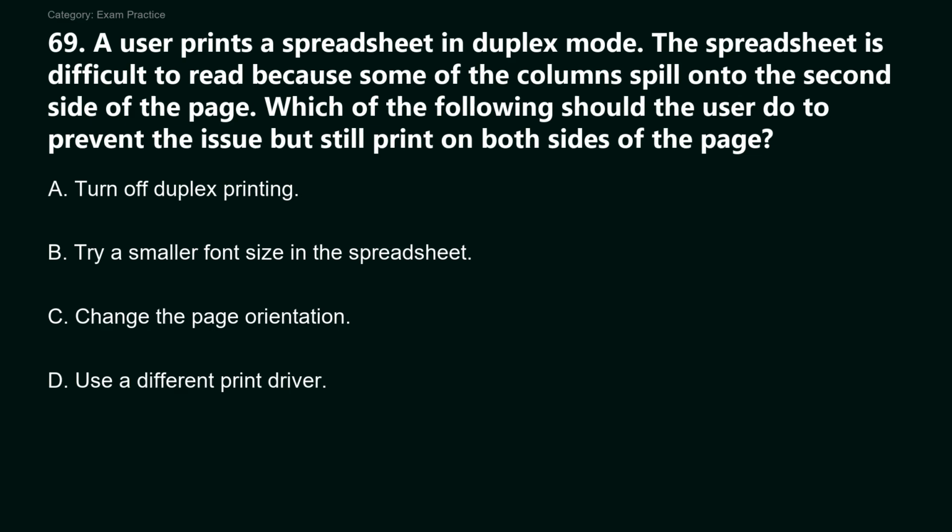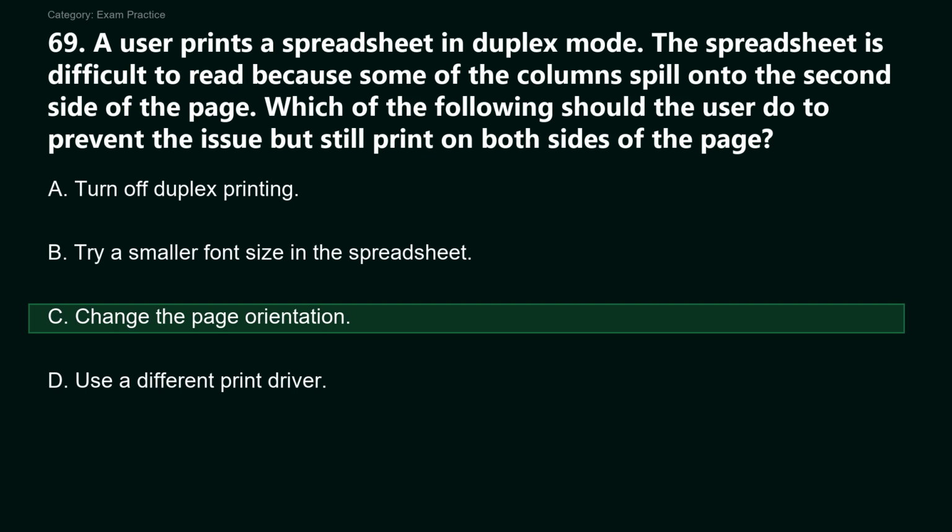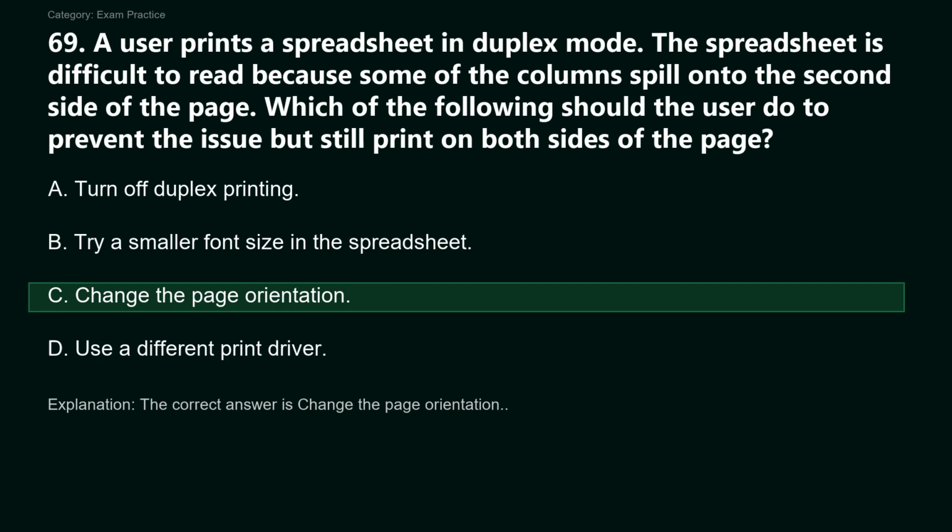Question 69. A user prints a spreadsheet in duplex mode. The spreadsheet is difficult to read because some of the columns spill onto the second side of the page. Which of the following should the user do to prevent the issue but still print on both sides of the page? Option A, turn off duplex printing. Option B, try a smaller font size in the spreadsheet. Option C, change the page orientation. Option D, use a different print driver. The correct answer is option C, change the page orientation.